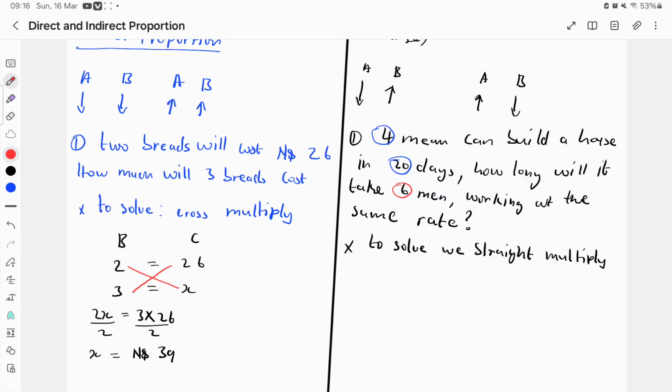All together. So now let's solve this problem. You have men and you have days.